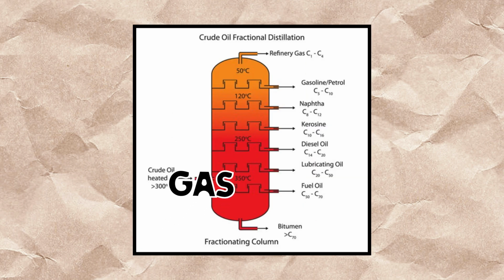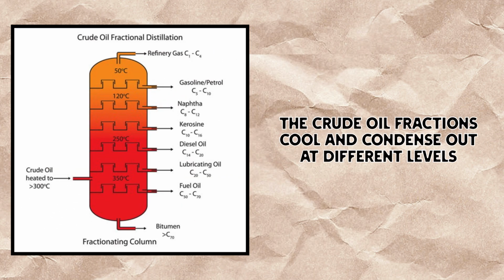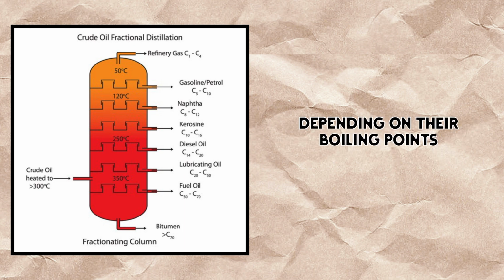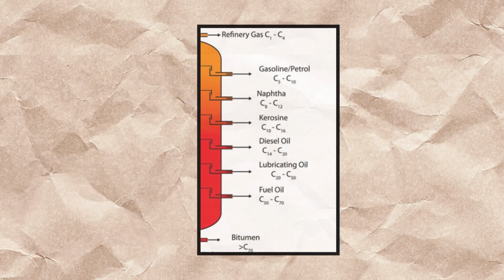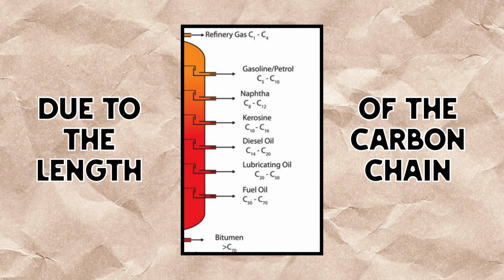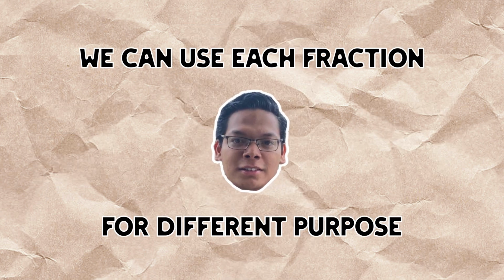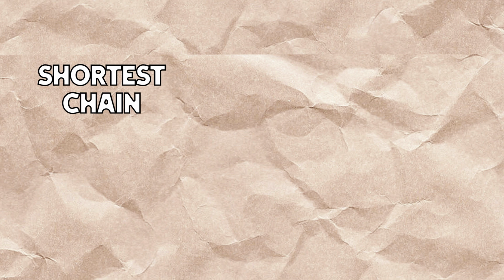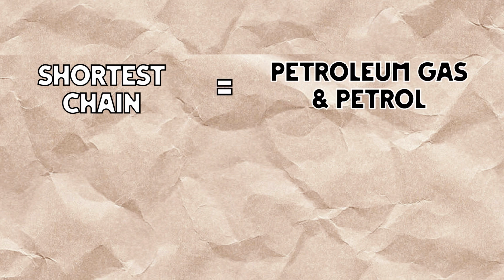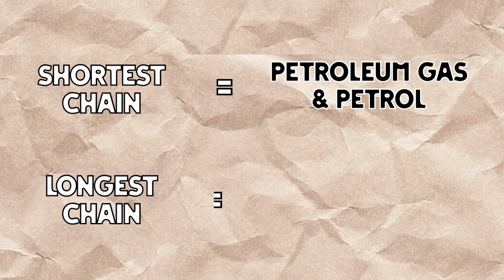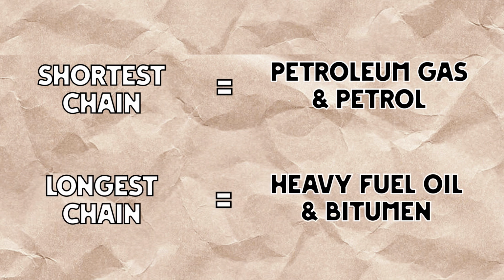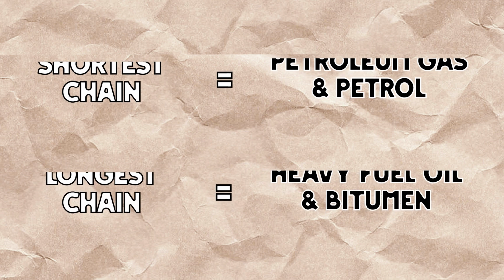As the gas rises up the column, the crude oil fractions cool and condense out at different levels depending on their boiling points. Each fraction has different properties due to the length of the carbon chain. Therefore, we can use each fraction for different purposes. The shortest chain hydrocarbons are used for petroleum gas and petrol. Those with the longest chains can be used for heavy fuel oil and as bitumen for road making.